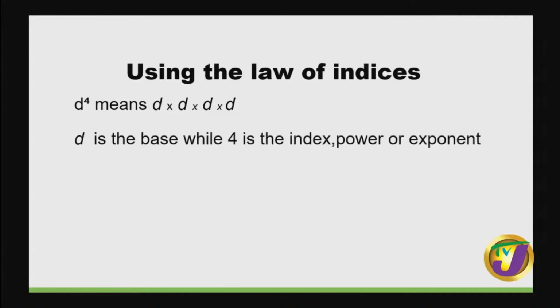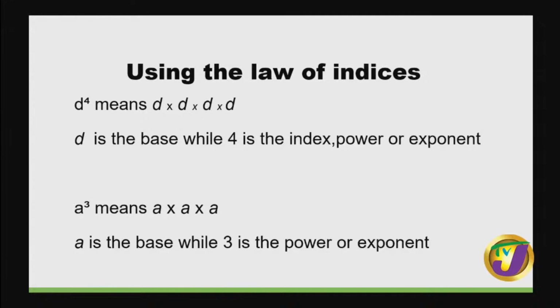That's what it means. Now, there are parts of the whole expression that are important to understand. D is the base, while 4 is the index, the indice, the power, or the exponent. So there are several words you can use to describe that 4. Now let's look at another one. A raised to the 3rd power, or A cubed, which means A multiplied by itself 3 times. As you can see here, the base is A, and the 3 is the power or exponent.